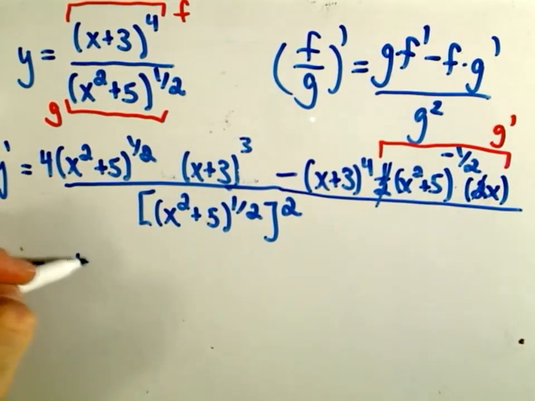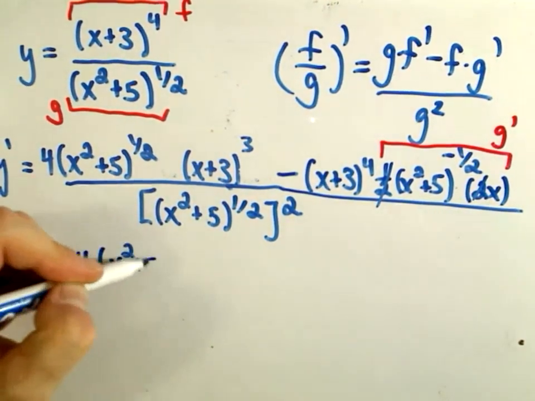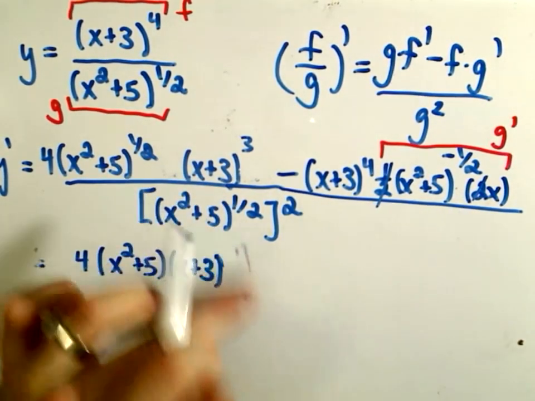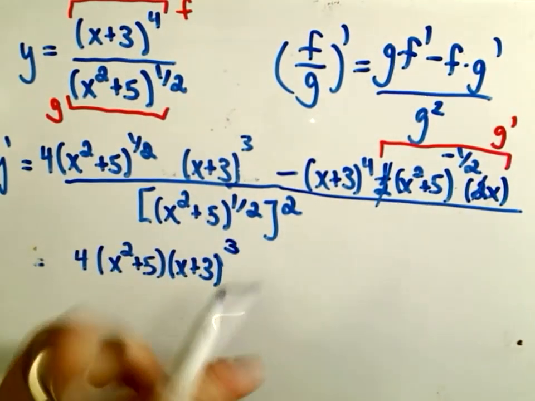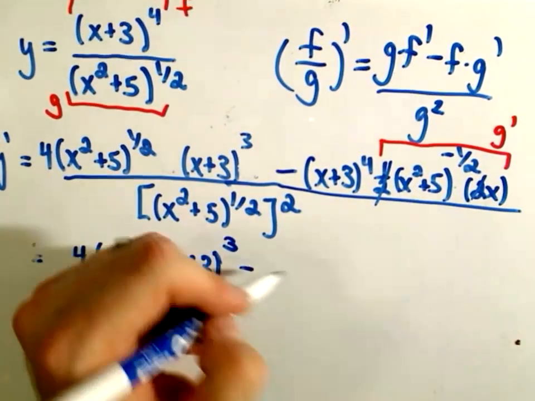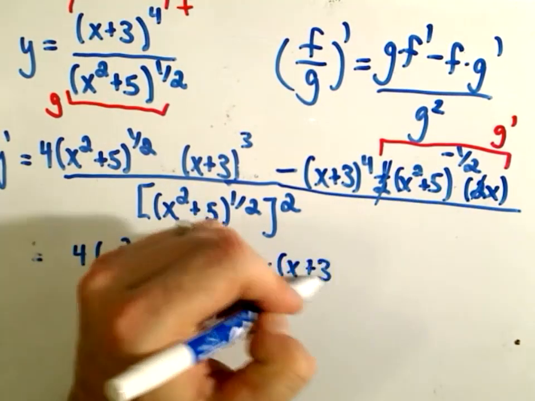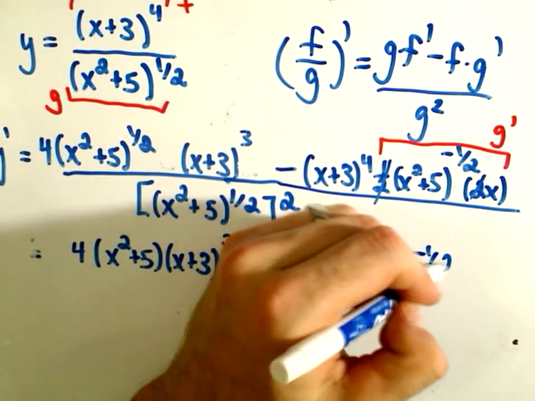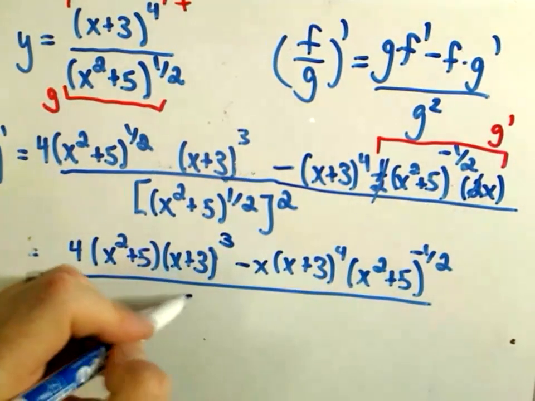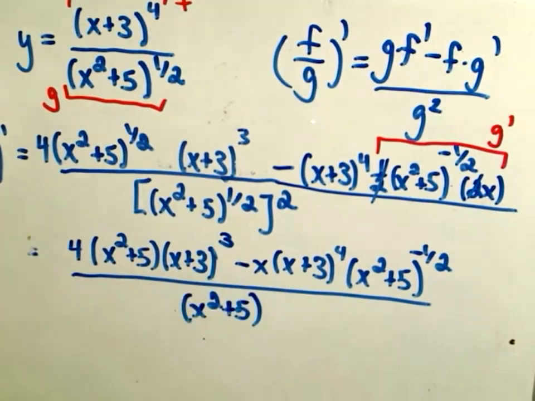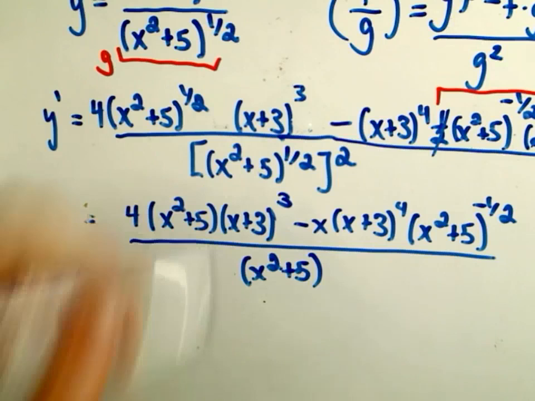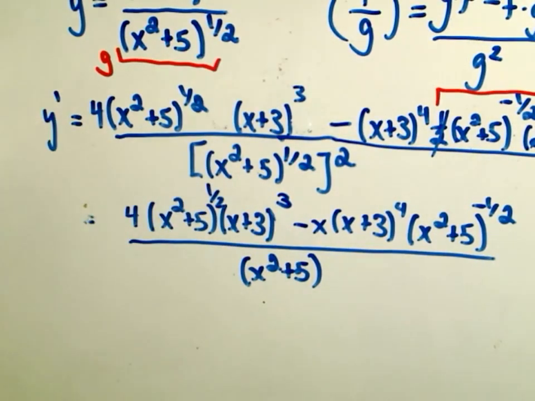So I'm going to rewrite it just to clean it up. So we have 4 times x squared plus 5, times x plus 3 cubed. Why did I say cubed and write a 2? And then I'm going to pull my x out front. We'll have x plus 3 to the fourth, and then x squared plus 5 to the negative 1/2. The denominator will just be x squared plus 5. Okay, so now at this point, I'm just going to factor things out. I left off my 1/2 power. Okay, so there it is.